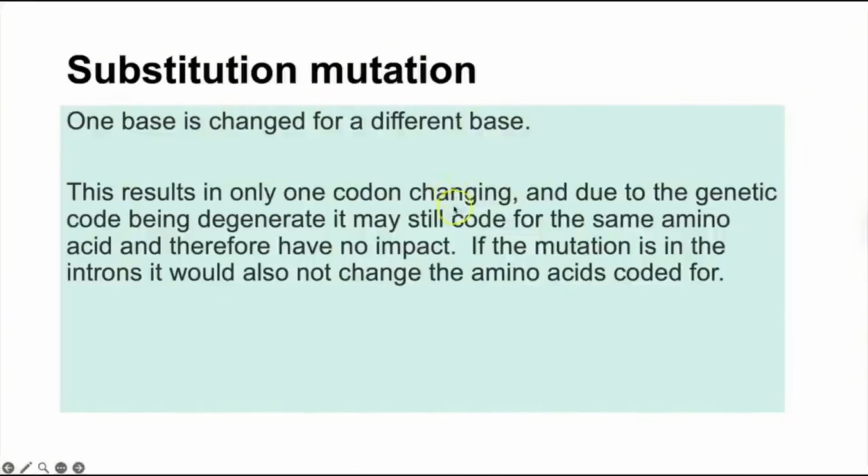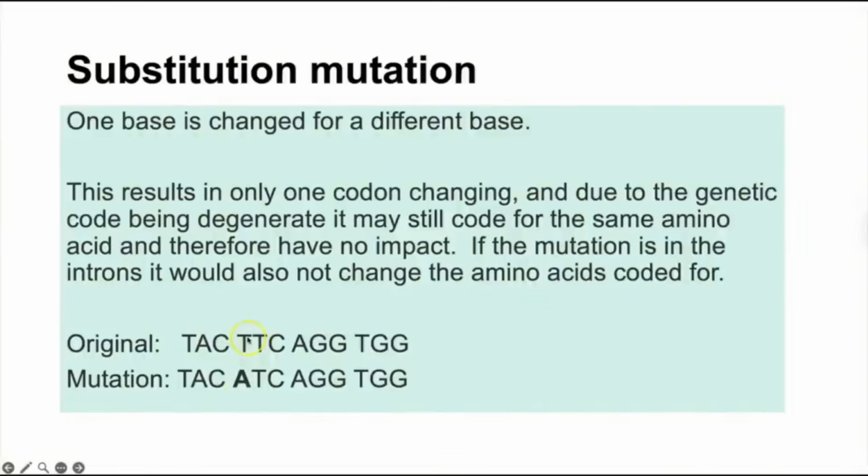And because the genetic code is degenerate, meaning you have multiple codons coding for the same amino acid, even though this mutation has happened, sometimes it still results in the codon coding for the same amino acid, and therefore has no overall impact on the final protein. And if the mutation happens in the introns within a gene, which are the non-coding regions, again, it's not going to change the amino acids that it codes for. So here you can see an example. We've just changed the thymine nucleotide into an adenine nucleotide.